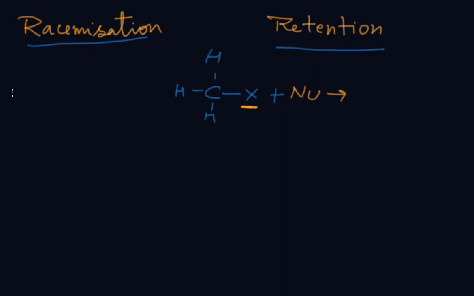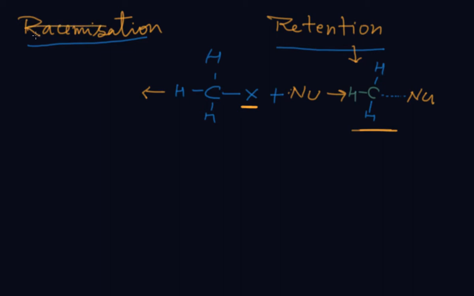This is called retention. C, H, H, H, and the nucleophile coming on the side where we are replacing the X. The side from which X is replaced, on that same side the nucleophile is coming. That is called retention. Next is racemization, but first I would like to go with the inversion of configuration.